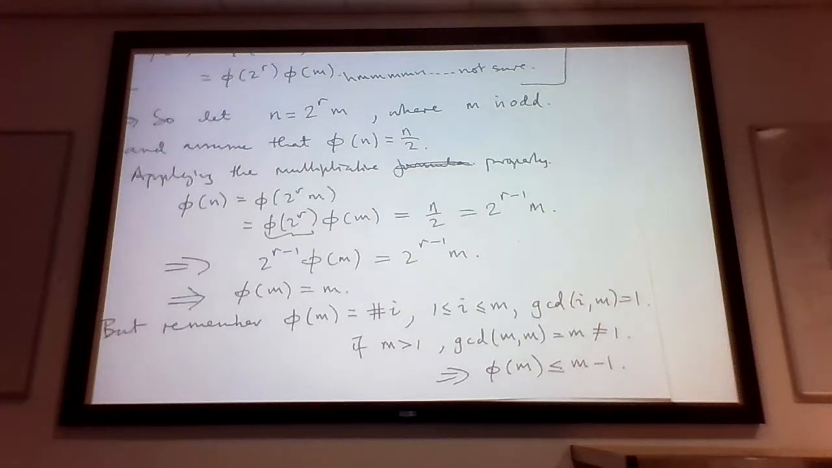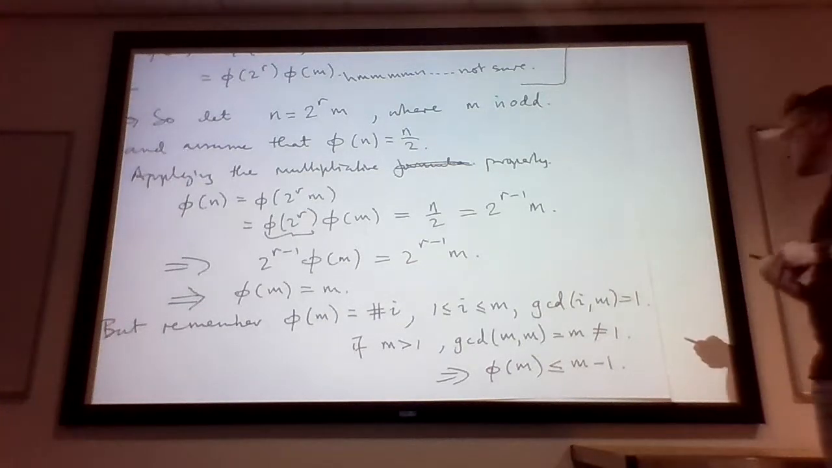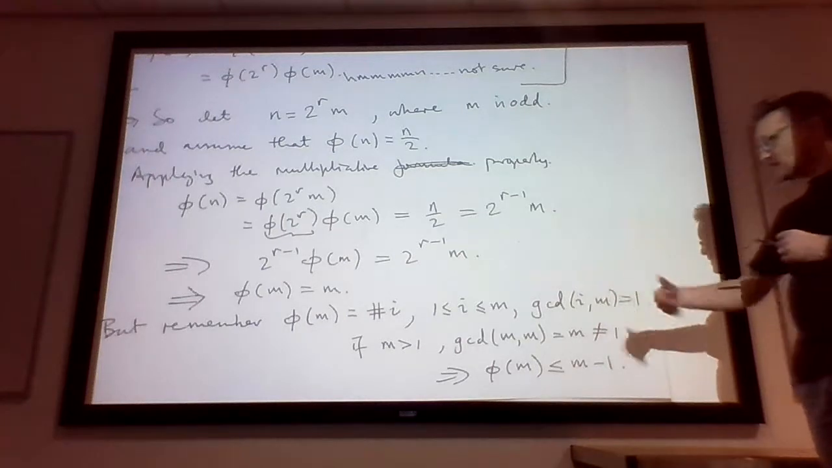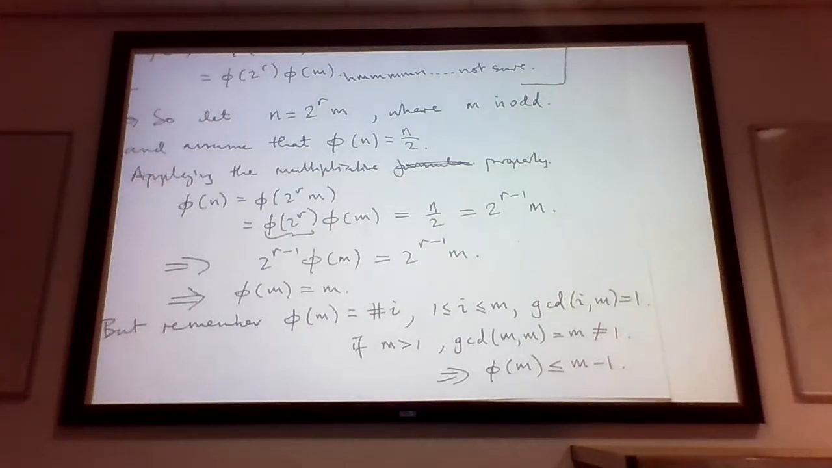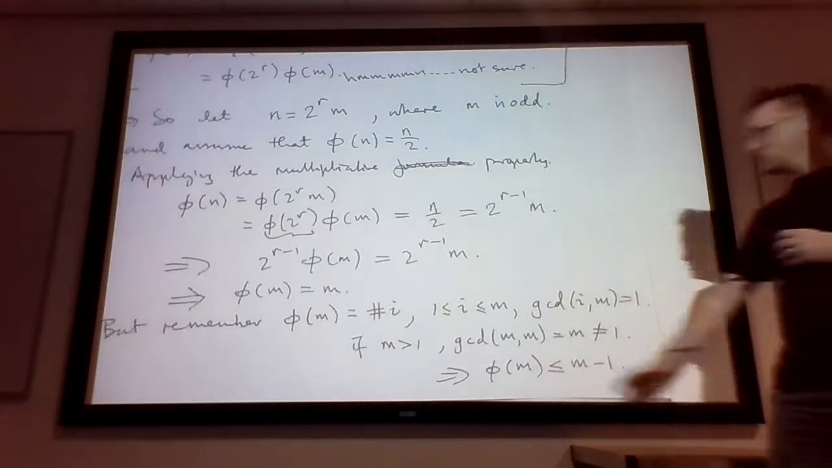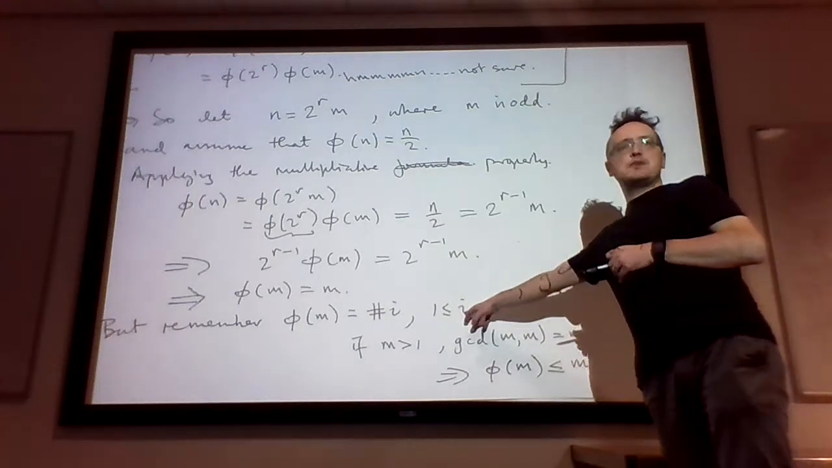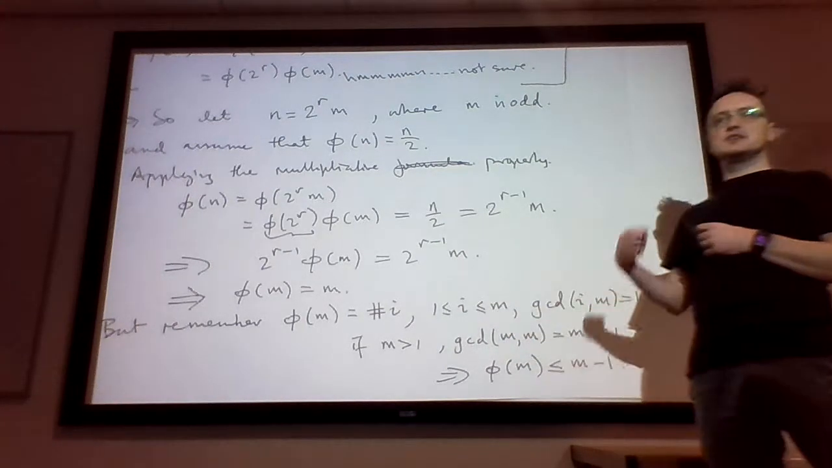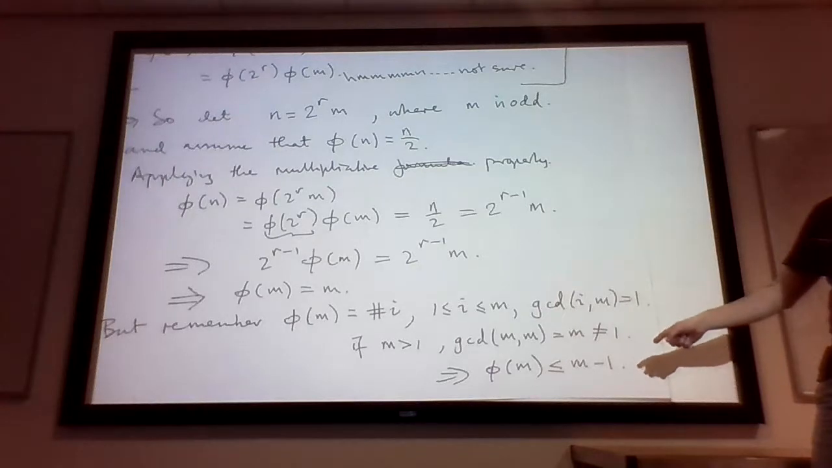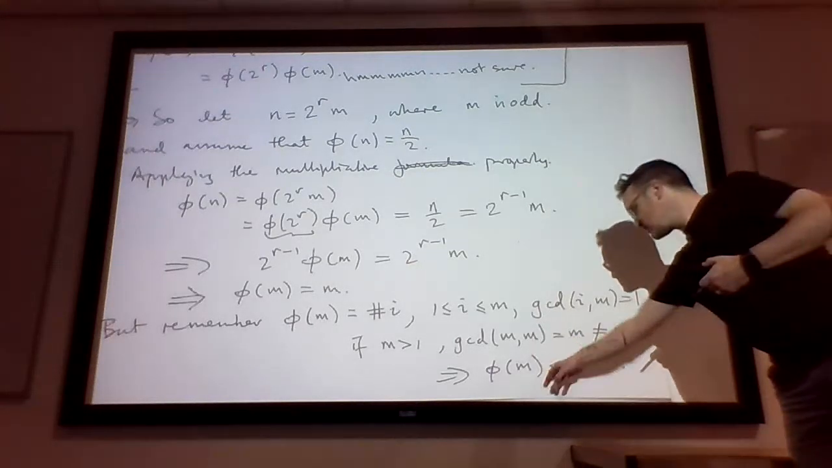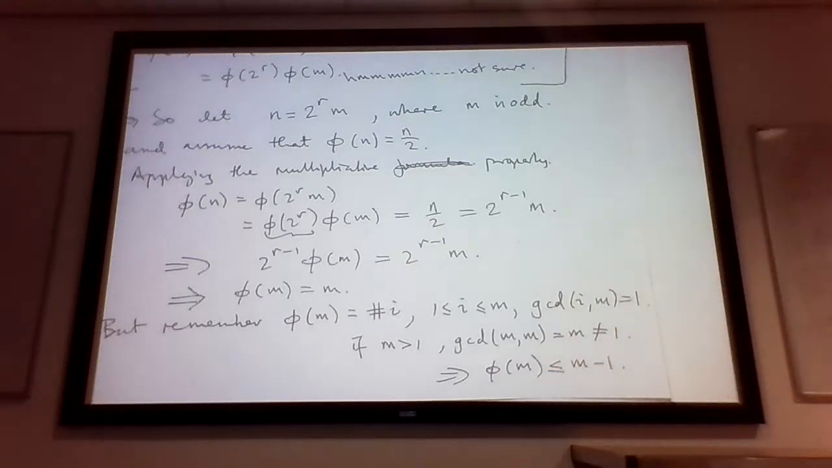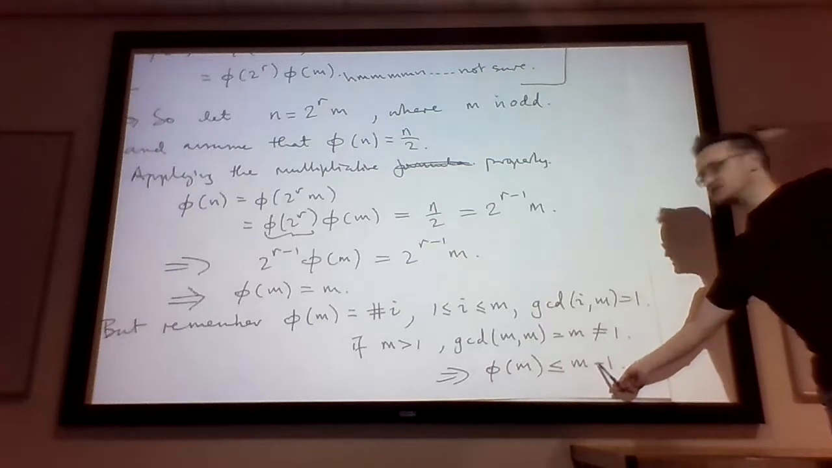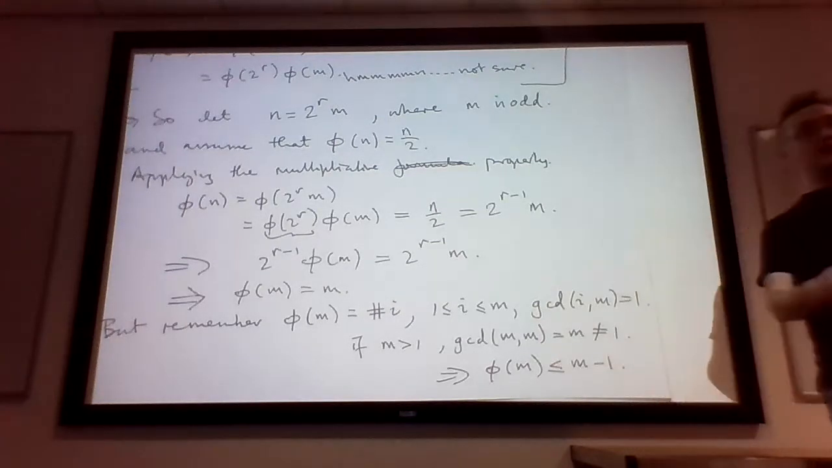For example, the greatest common divisor of 5 with 5 is 5, so that's not 1. 5 is not co-prime to 5, so it won't get counted. So that reduces the maximum number of these possible i's to, at most, m minus 1. And what are the numbers that achieve this maximum? Top question. So which are the special numbers that achieve this maximum possible value of phi of m?